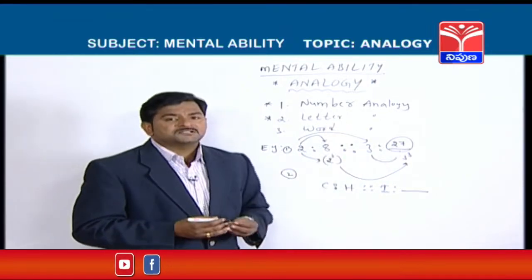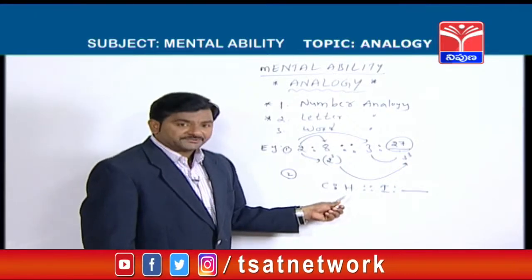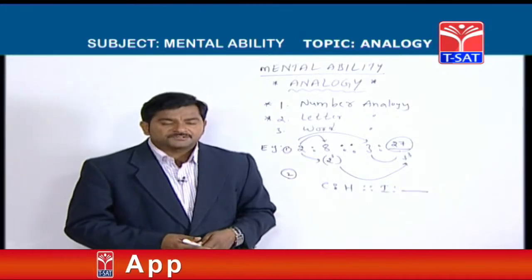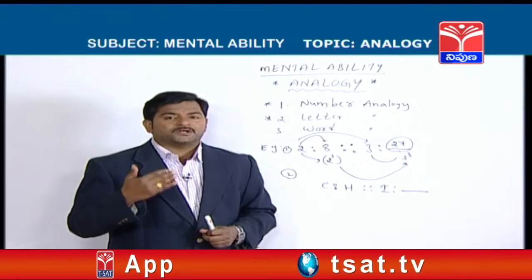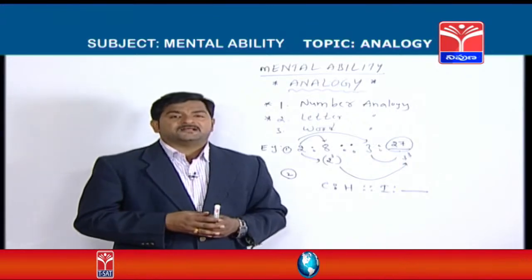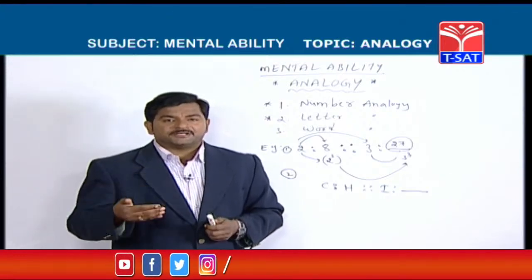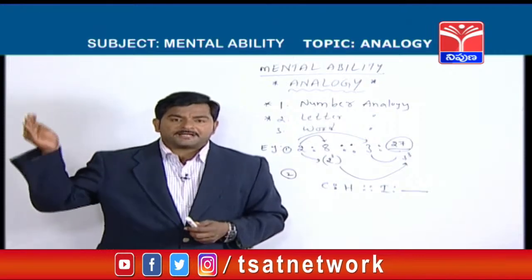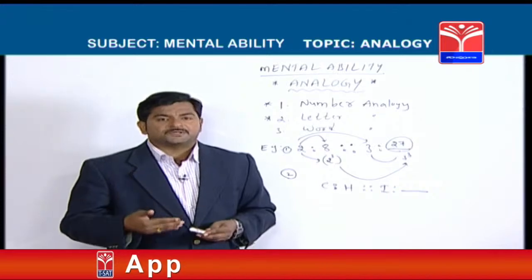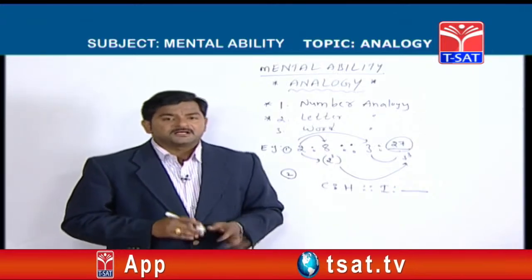Okay, now this is another example for letter series. C is to H as I is to dash. So we have seen letter series, coding, decoding and all in the topics. What we can say, assigning the numbers to the alphabets. A means 1, B means 2, C means 3, D means 4 and so on. X means 24, Y means 25, Z means 26. You know all these numbers because previously we have seen many chapters regarding this concept.